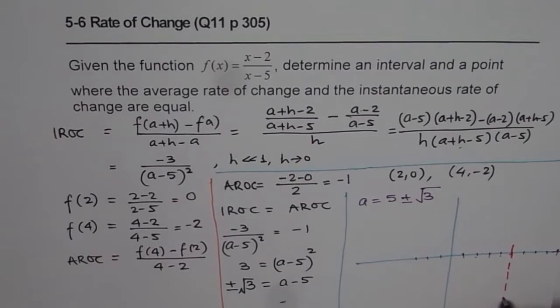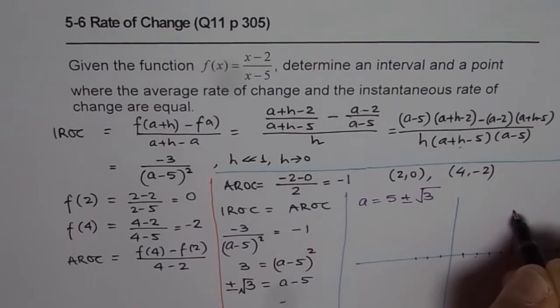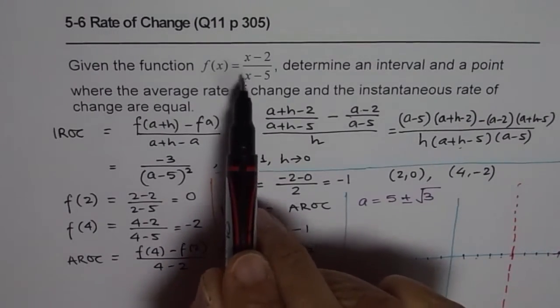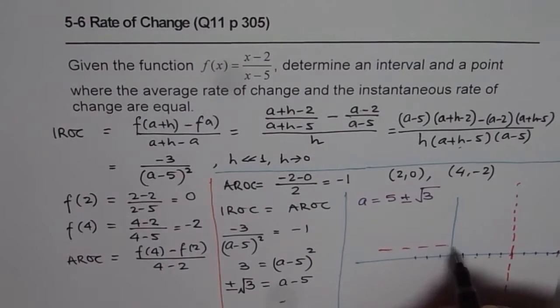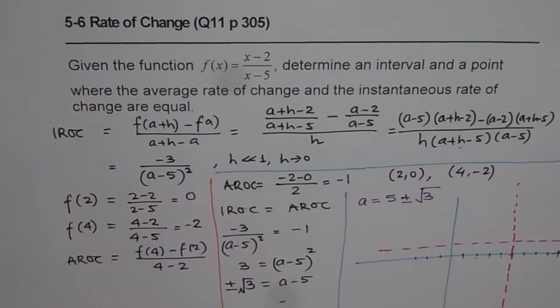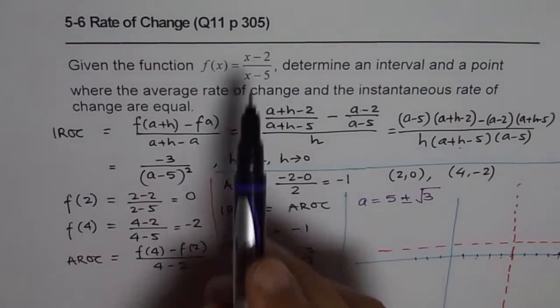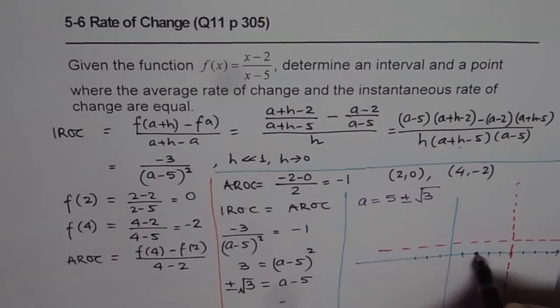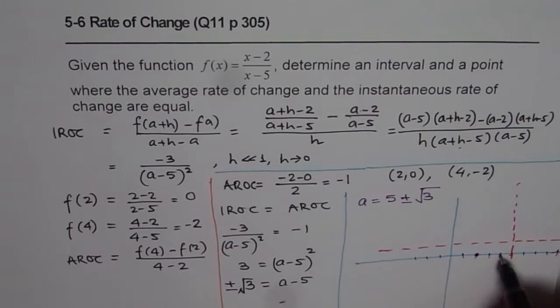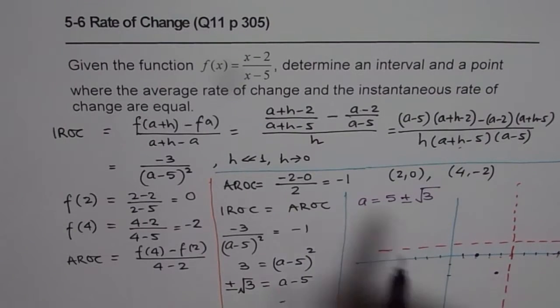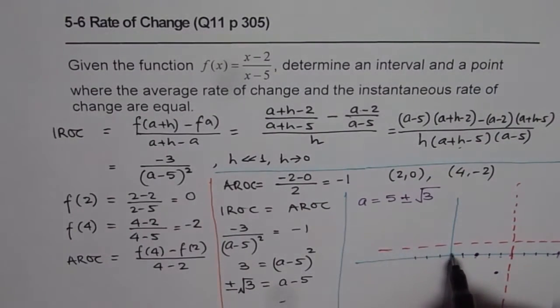Let me draw it here. And the horizontal asymptote is the ratio of leading coefficients, 1, right? So let's say this is 1 for us. Let me draw the horizontal asymptote here. Now, as you can see, the x-intercept is at x equals 2, which is here. We took a value f of 4 as minus 2, so 4 is here. This is 1, this is 2, minus 2. So that is the point f of 4. The y-intercept will be 2 over 5, which is very close to this, correct?